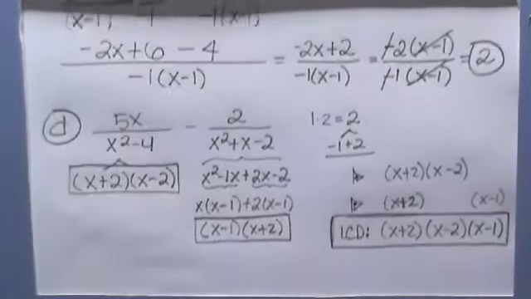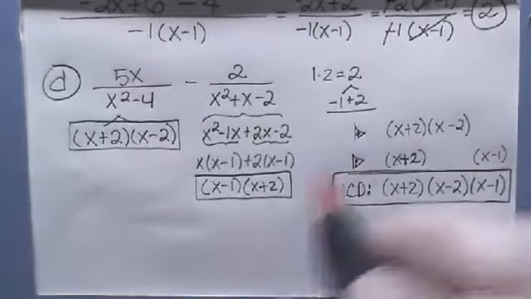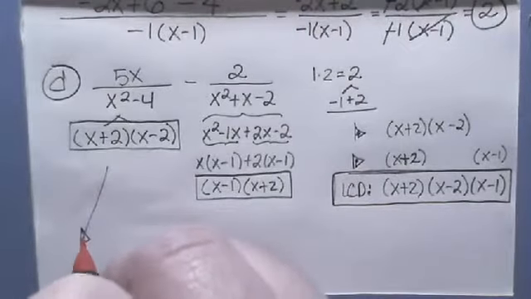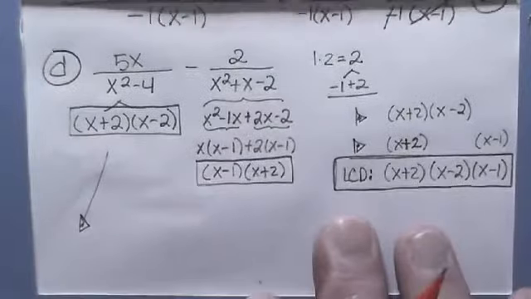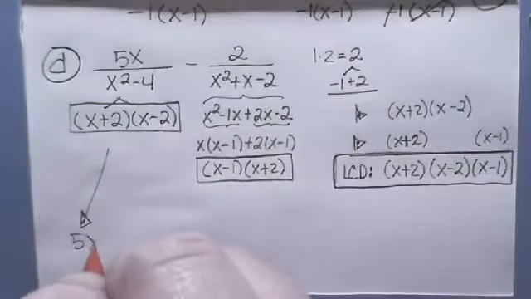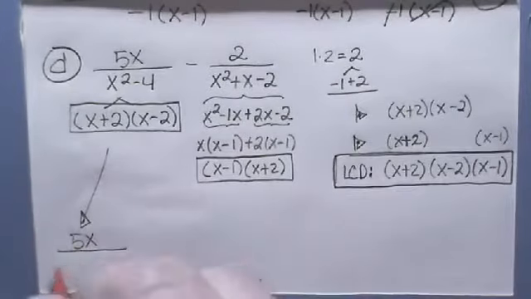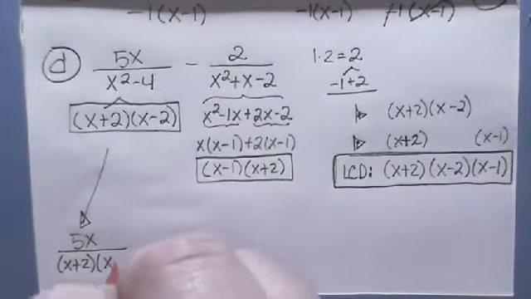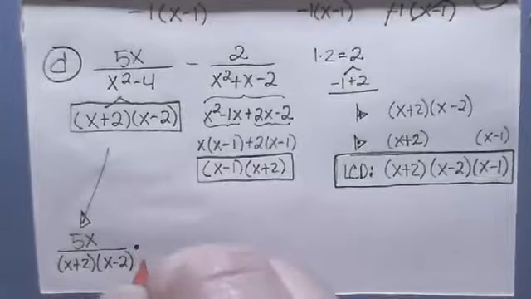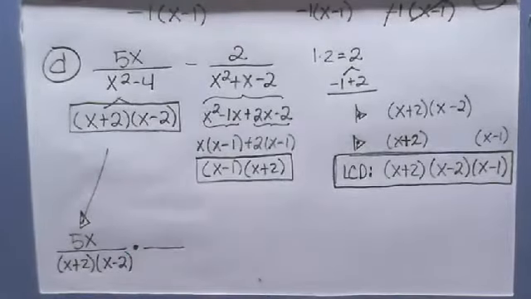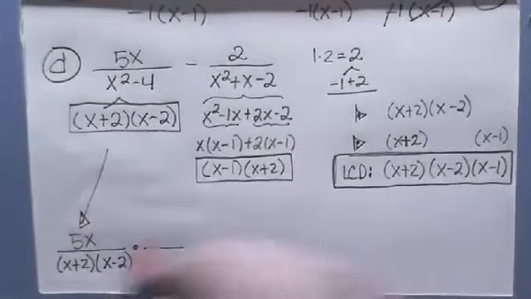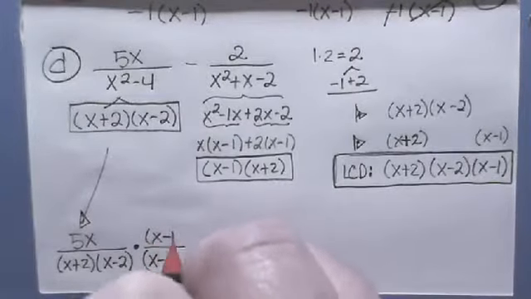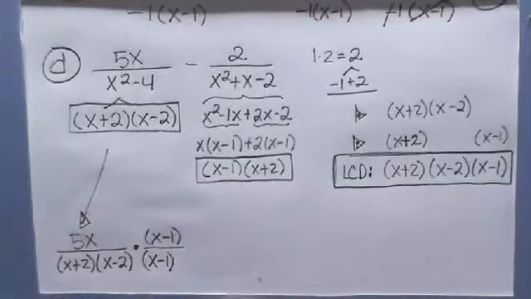Okay, so now what I'm going to do, once I have my LCD, is to copy the first denominator, or the first term, first fraction, but in its factor form. So x plus 2, x minus 2. Now I need to look, what am I missing? If I compare the 2, I'm missing an x minus 1. So that's what I'm going to multiply top and bottom by, is an x minus 1.